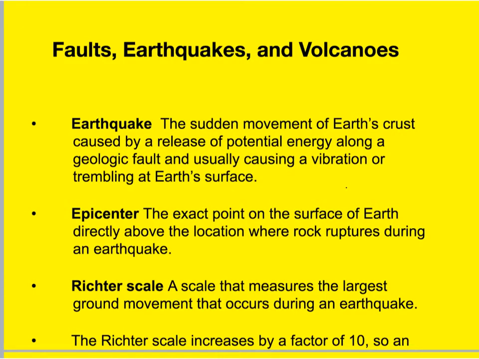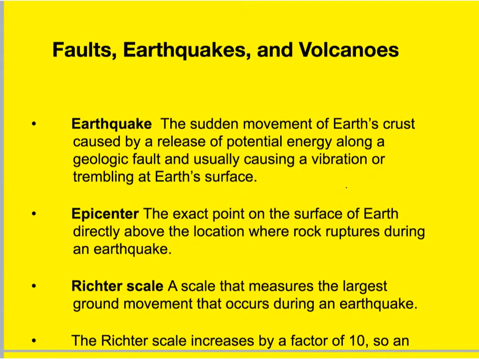Although the plates are always in motion, their movement, while really slow, is not necessarily a smooth ride. Imagine rubbing two rough and jagged rocks past one another. These rocks would resist the movement and get stuck together. The rock along the fault is also very jagged and thus resists movement. But the mounting pressure eventually overcomes that resistance, and the plates give way and slip very quickly. When this happens, we call it an earthquake, which is a sudden movement of Earth's crust caused by the release of potential energy along the fault, causing a vibration or movement at Earth's surface.